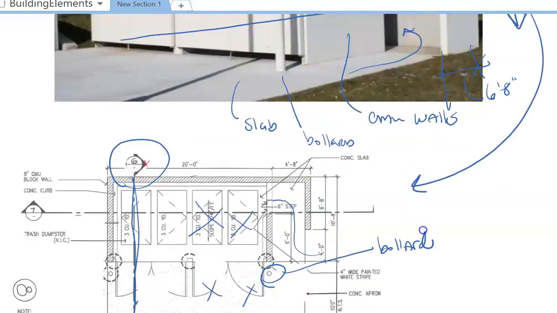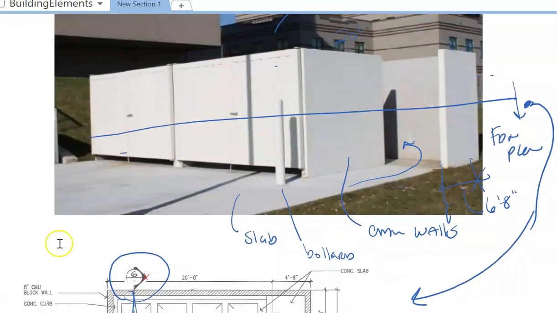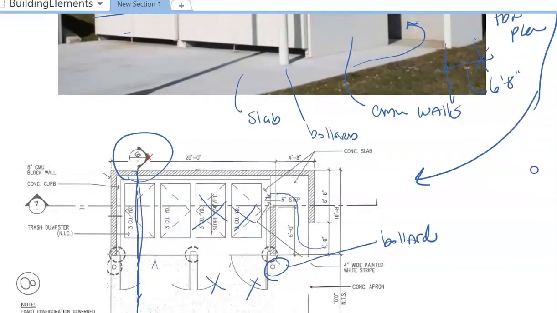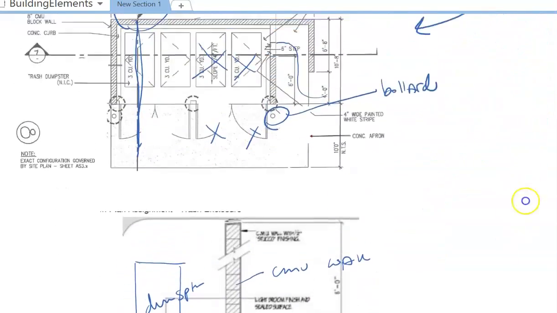So essentially what we're doing is we're taking this 3D structure that we're trying to show in 2D, and we're going to do that by making a foundation plan and then also cutting a section.